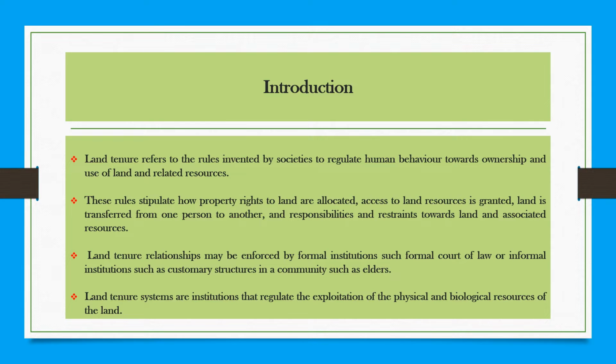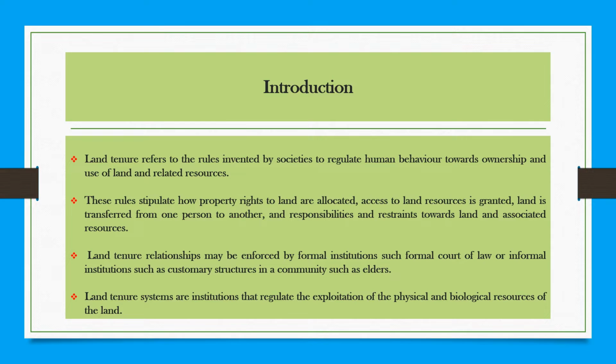These rules stipulate how people are allocated land, how people access land, how land can be transferred from one person to another, and also the responsibilities that individuals and groups have over land. And the rules also restrain, or rather stipulate, what can be done and what cannot be done on any given piece of land based on the kind of land tenure system that exists.